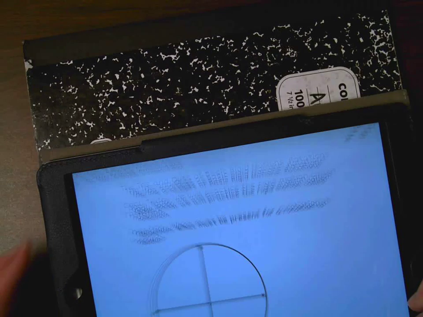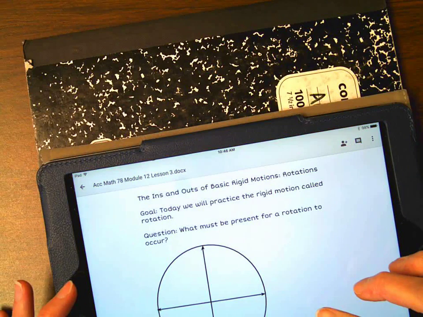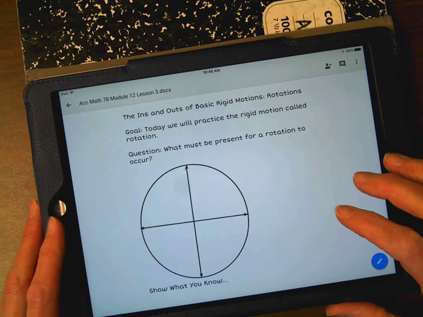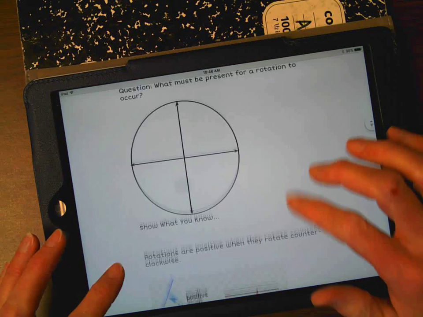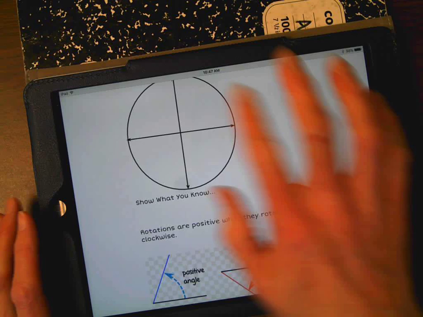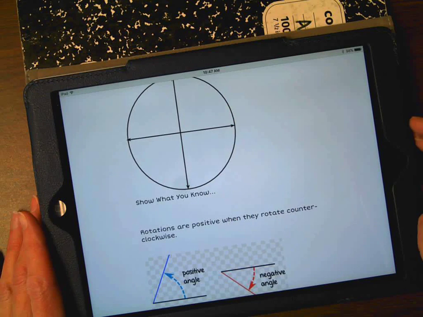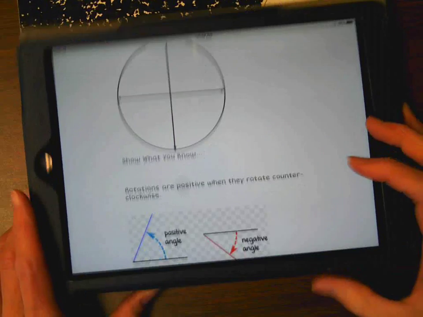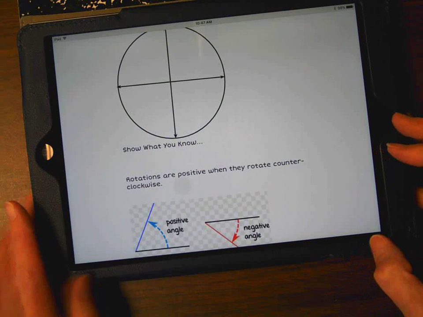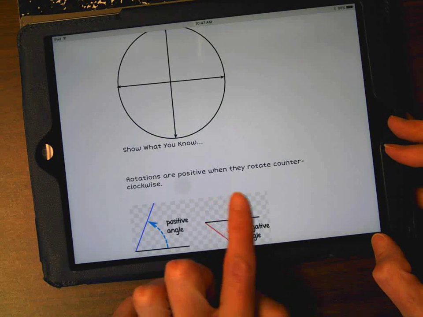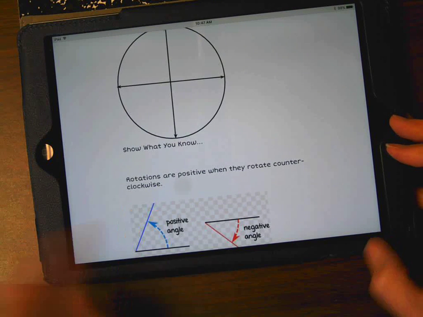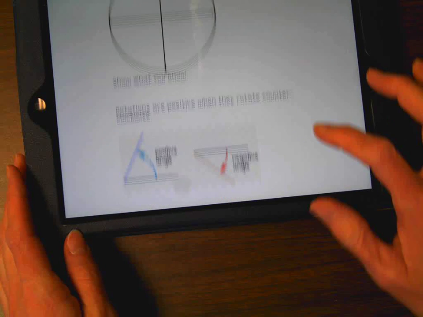Okay? All right, so let's go back to our notes over here really quick to make sure that I am following what we're supposed to be doing. So there's your unit circle. We figured out the degrees that we're supposed to do, and then show what you know. All right, the show what you know is that you identified each quadrant and how many degrees there were. So what you need to write down in your notes next is rotations are positive when they rotate counterclockwise.